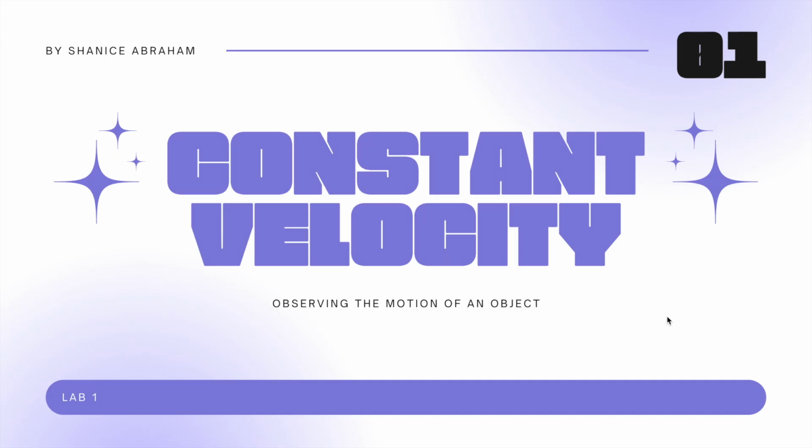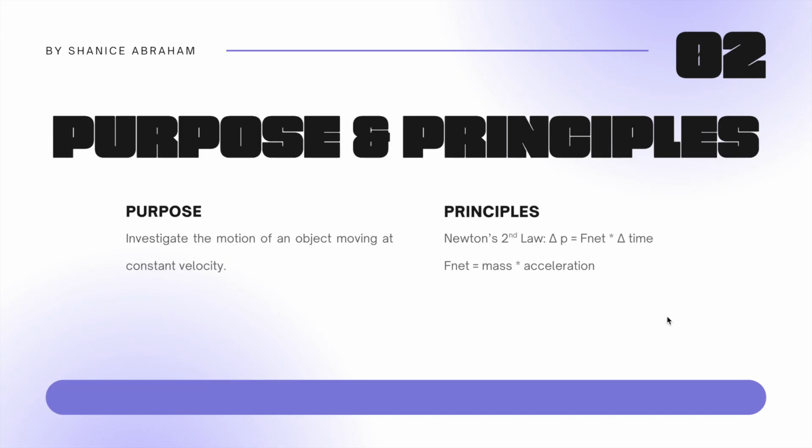The purpose of this lab was to investigate the motion of an object moving at constant velocity and compare the data collected to a computational model. The main principle for this experiment is Newton's second law, the momentum principle. It states that the change in momentum equals the net force times the time interval. F net equals mass times acceleration. If the net force is zero, the momentum and velocity would stay constant. In this lab, I observed the marker moving at a constant velocity after the initial kick, and my model confirmed this observation.